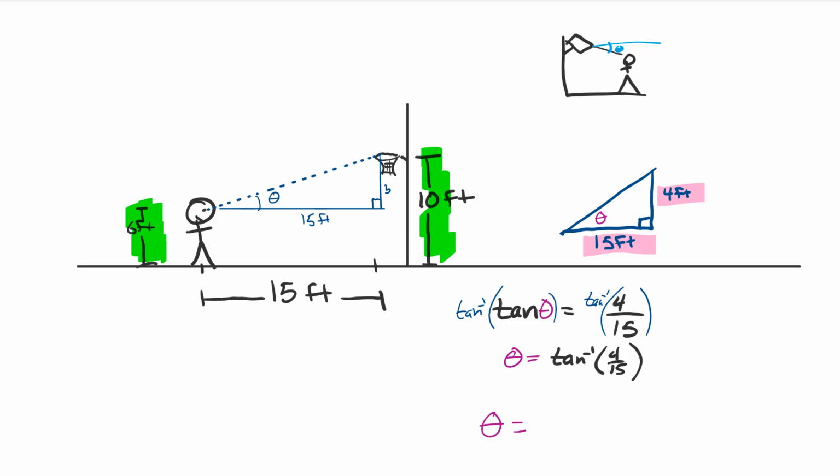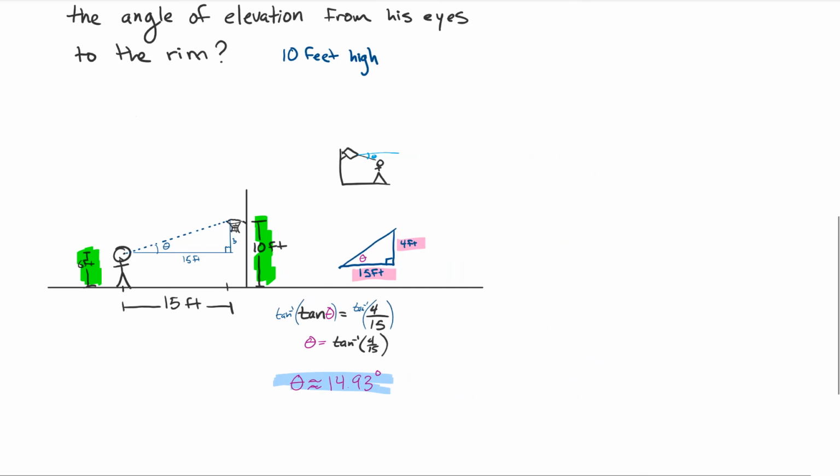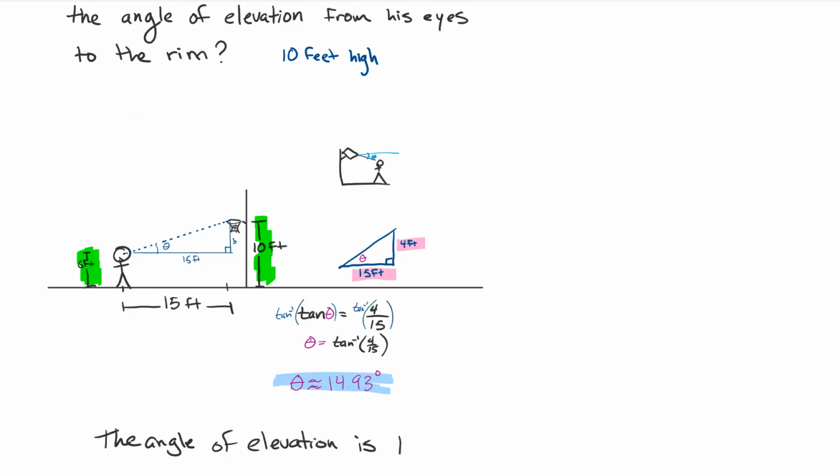And I get that the theta was approximately 14.93 degrees. Here we go. There was our angle of elevation. But since it's a word problem, you answer the question. The angle of elevation. You don't have to say all the words. Is 14.93 degrees. All right.